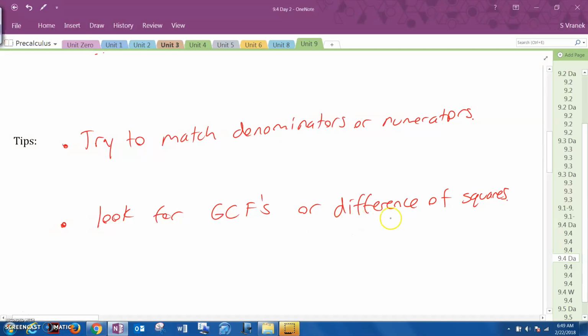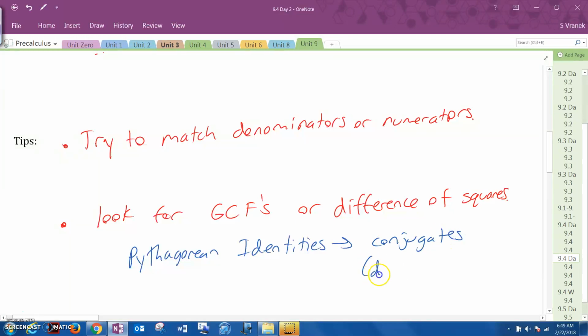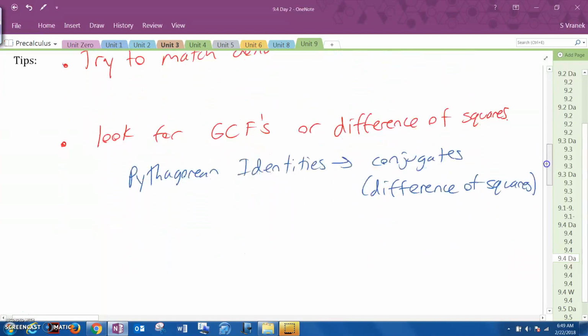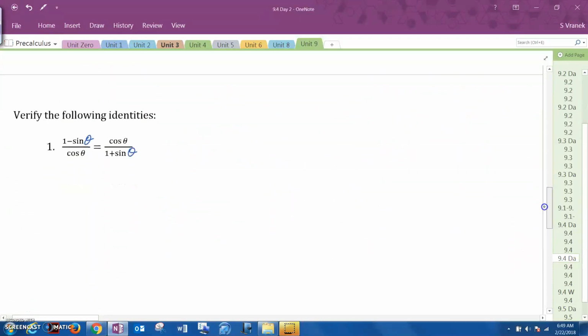Remember the trig identities, the Pythagorean identities, I'll write that down, usually lead to conjugates or difference of squares. Well, I guess that difference of squares factoring gives you conjugates. Anyway, let's see what we can do with this, because really all you can do with identities is look at them and try them.